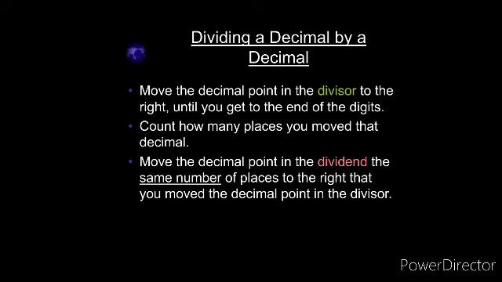So there is an additional rule to add to the first rule that we applied earlier. The additional rule, class: move the decimal point in the divisor to the right until you get to the end of the digits. Then after that, count how many places you moved that decimal. Then move the decimal point in the dividend the same number of places to the right that you moved the decimal point in the divisor.